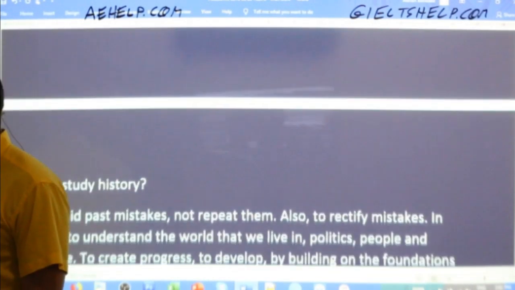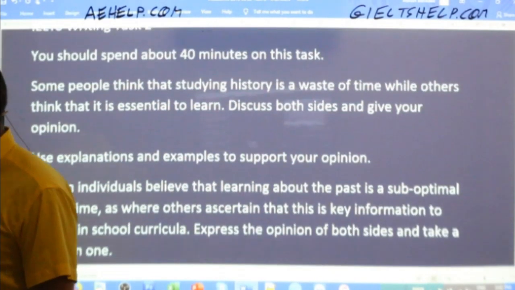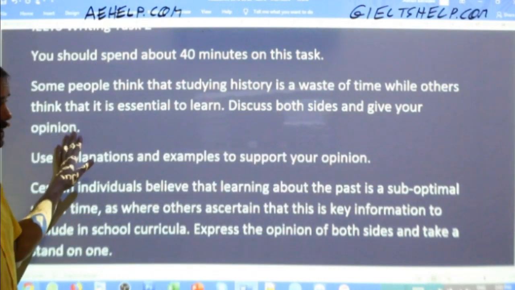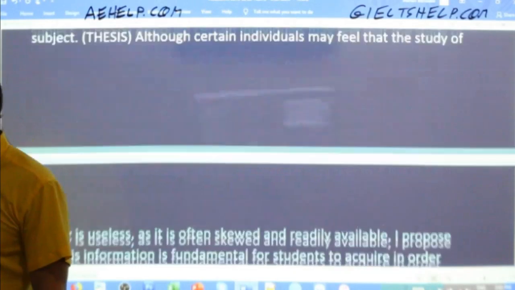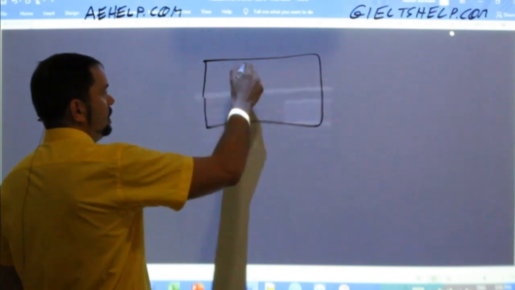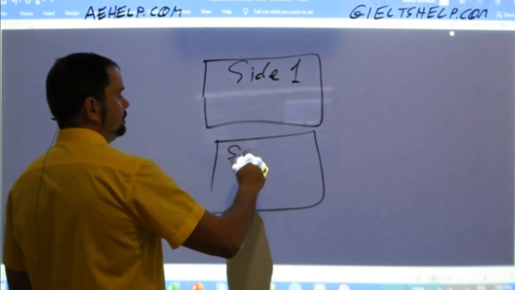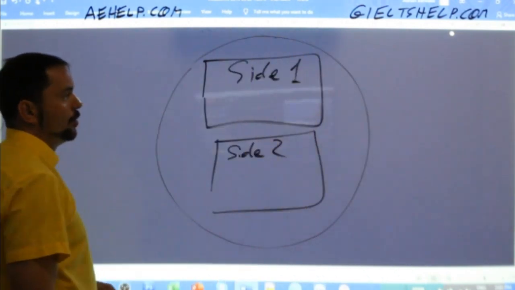So here, the original question is discuss both sides and give your opinion. So here, you're discussing both sides. Okay, let me draw this out for you. So you talk about side 1. Okay. You talk about side 2. And somewhere in here, you need to have your opinion as well.